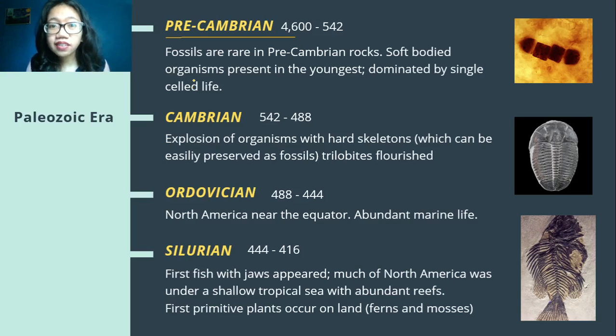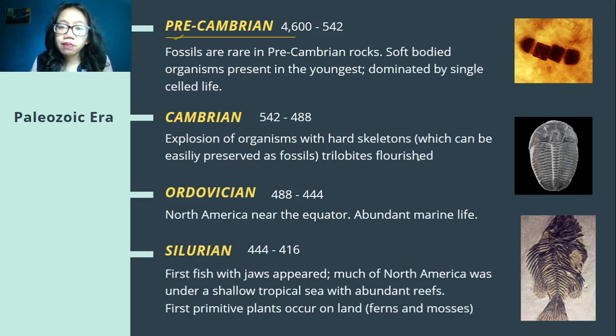It's just a general term for anything that has happened before the Cambrian. So Precambrian. Okay, so that includes 4.6 billion years ago, or 4,000 million years ago, up until 542 million years ago. So everything before the Cambrian is Precambrian. So we have soft-bodied organisms present, and they are dominated by single-celled life forms capable of photosynthesis.